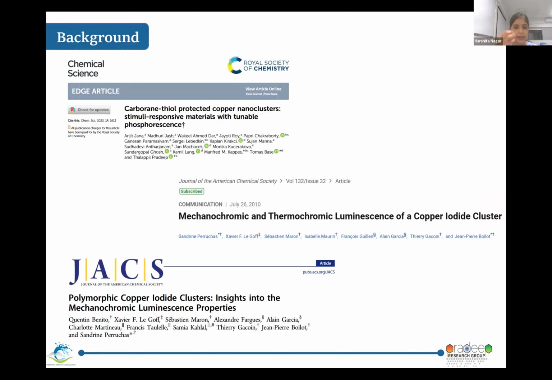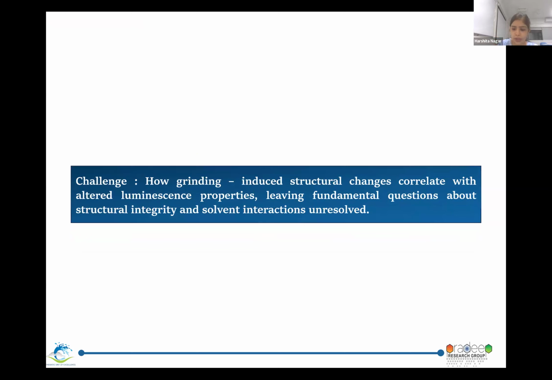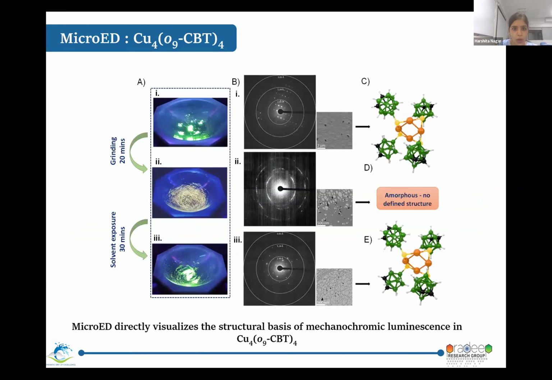So basically, in all these works, they have shown that they grind the crystals. Before grinding, they have some emission. After grinding, their emission changes, and upon solvent exposure, their emission gets reversed. But this mechanochromic phenomenon was unexplored earlier, which we tried to explore here. So we used microED for the investigation of the mechanochromic phenomenon in the copper 4 OCBT cluster by providing direct structural evidence of this amorphization-recrystallization technique.